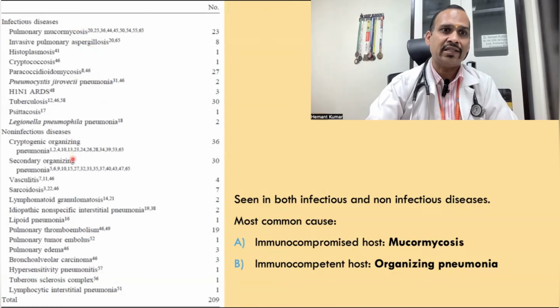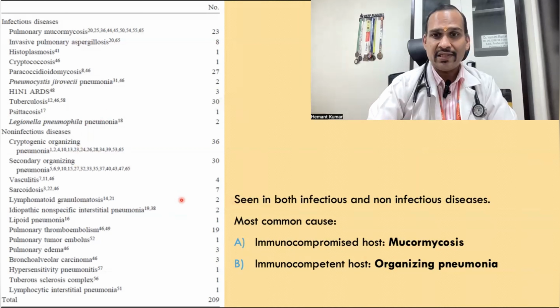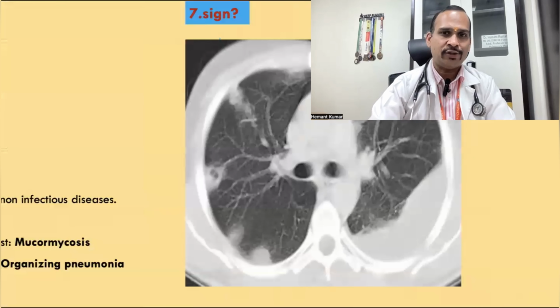A number of diseases are there: infectious diseases like histoplasmosis, cryptococcus, tuberculosis, psittacosis; non-infectious diseases like COP, vasculitis, sarcoidosis, pulmonary thromboembolism, lipoid pneumonia, pulmonary edema, HP. So these are seen in many diseases, but the most common disease, if the patient is immunocompromised, is mucormycosis. If it is an immunocompetent patient, then organizing pneumonia. So this is atoll sign.